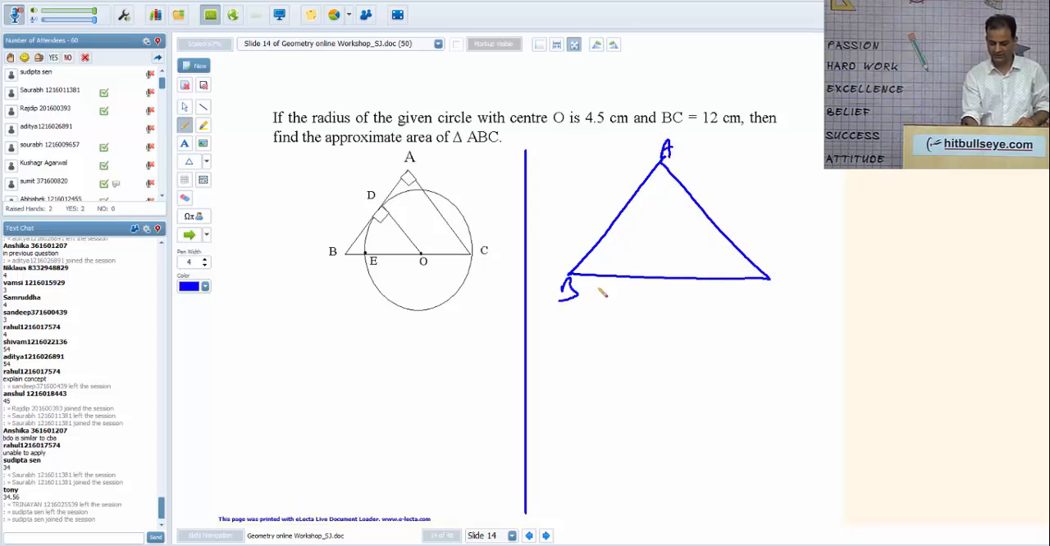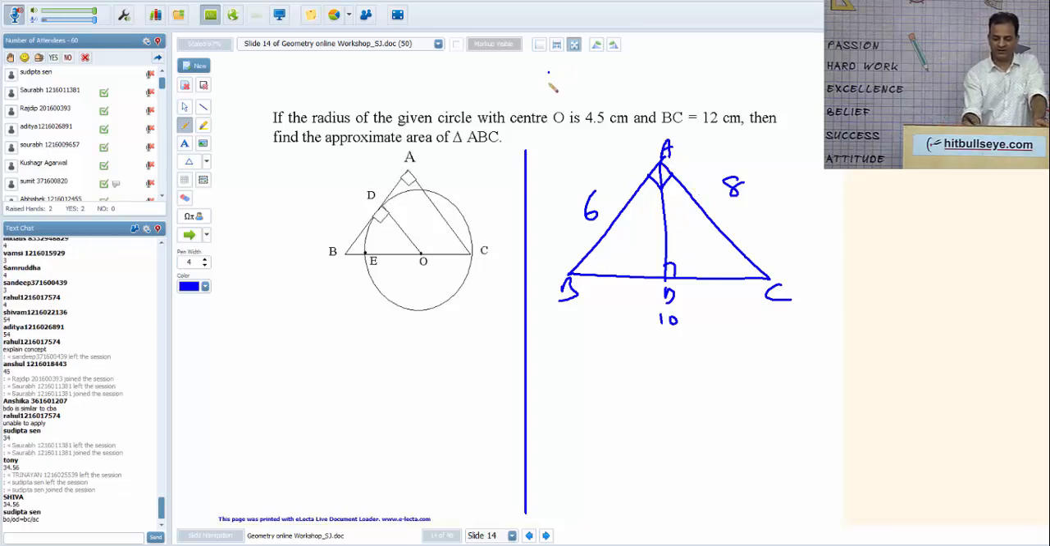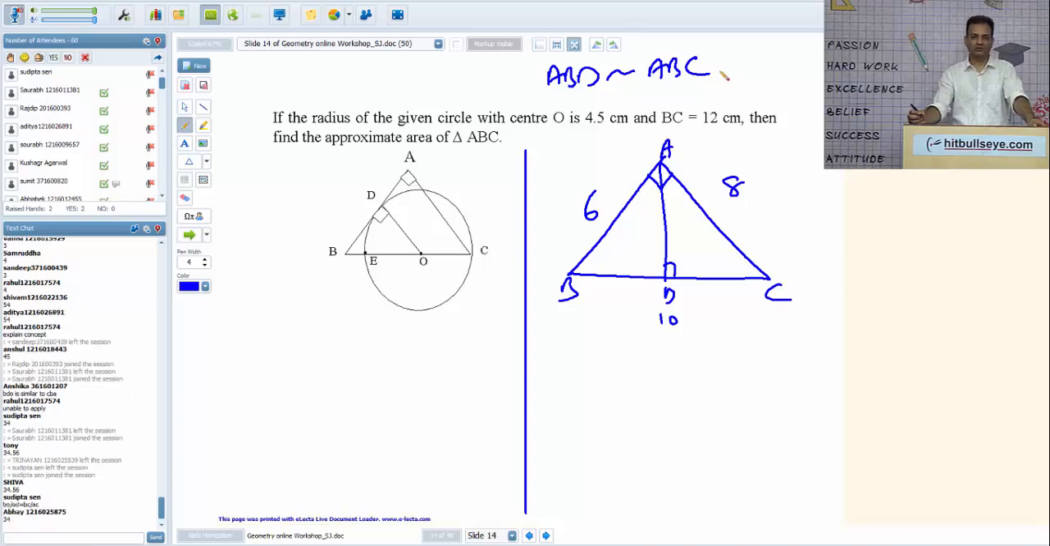A, B, C, 90 degrees. From here I have drawn an altitude AD. 6, 8, 10. Now can we say triangle ABD and triangle ABC are similar? ABD is similar to ABC, and friends, when the triangles are similar, the corresponding sides are in the same proportion. Is it clear? Abhay, your answer 34 is right.